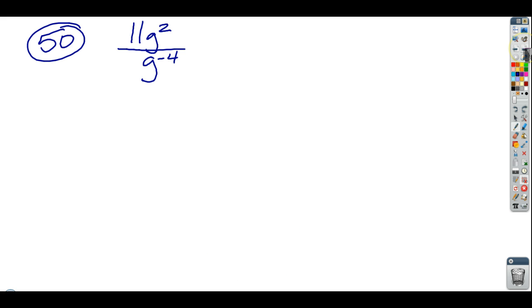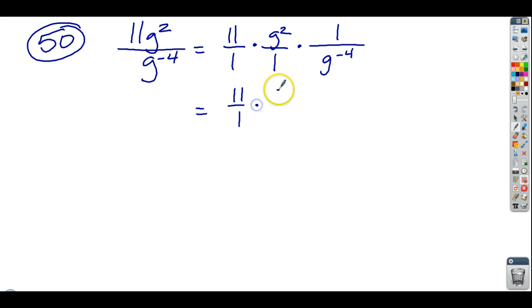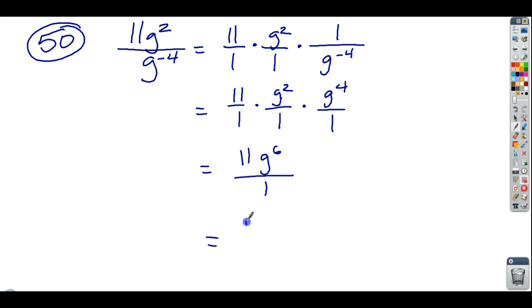Let's go to the last one here, number 50. Break it up. I've got 11 over 1 times g squared over 1 times g to the negative fourth with a 1 above it. So I've got 11 over 1 times g squared over 1 times, flip this, g to the fourth over 1. Now combine my terms. So I've got 11. This is g squared and g to the fourth, so g times g times g times g times g times g. That's g 6 times, all over 1, which is 11g to the 6th power. Okay, there you go.